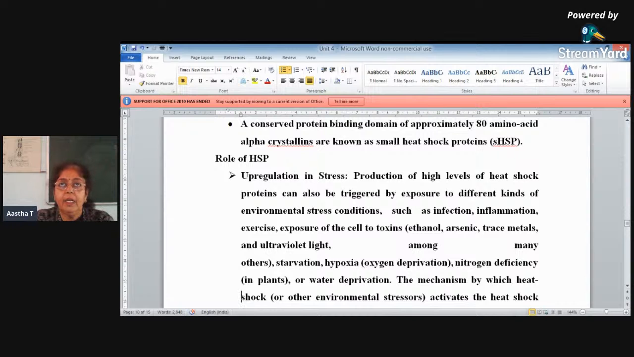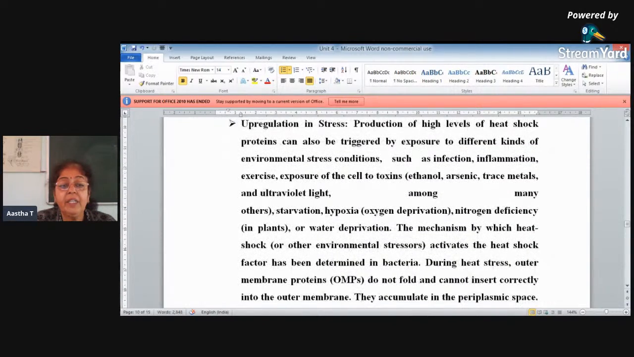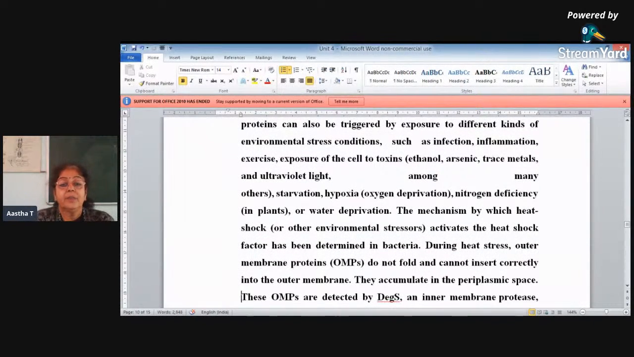And if you want to study HSP, you can expose these cells or organisms or plants or animals to such type of conditions and study what types of protein synthesis is stimulated in such organisms, and from that you can study HSP. The mechanism by which HSP activates the heat shock factor has been determined in bacteria. So in bacteria it's very simple. You can expose them to adverse conditions, take a sample from those cells and study the protein profile, which proteins are present.